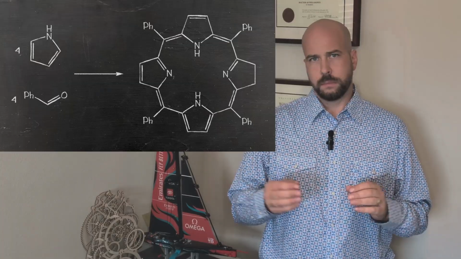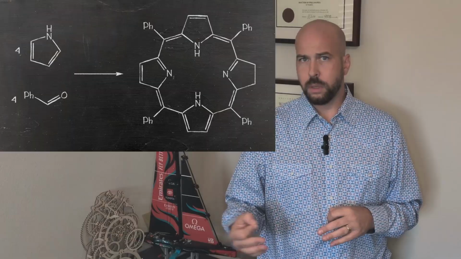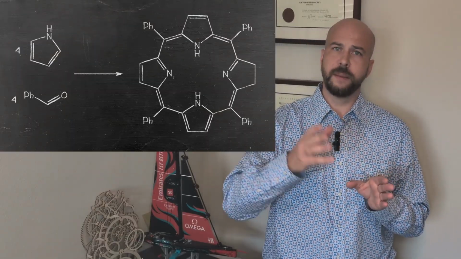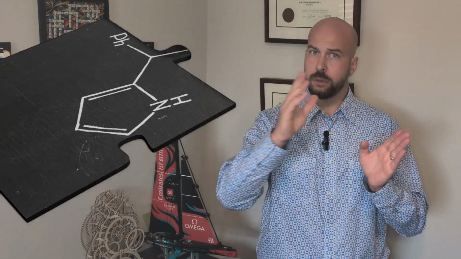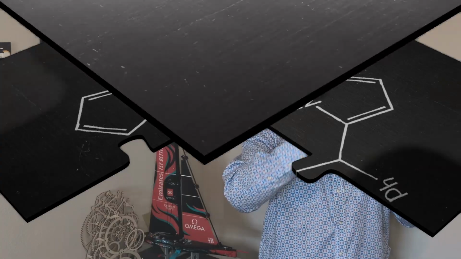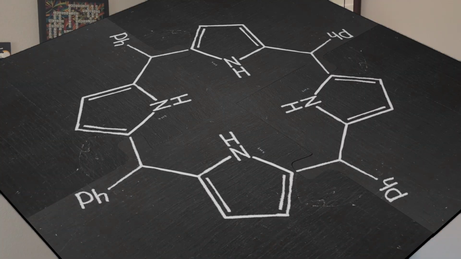Now, what about that porphyrin reaction? The porphyrin molecule was being constructed in a stepwise manner out of 4 subunits. And if we do them one at a time, 1, 2, 3, 4, close it up, it all makes perfect sense. But the reality is a lot more messy.